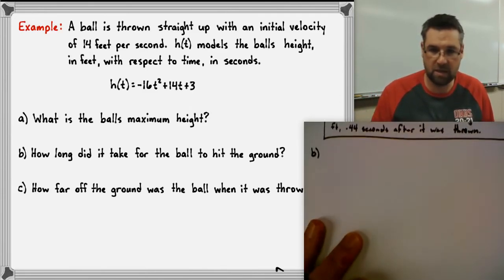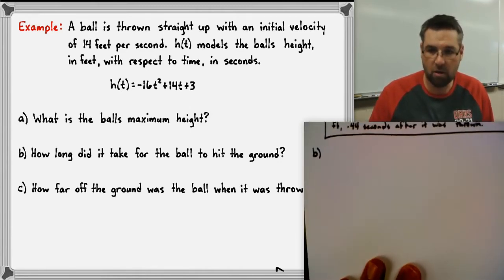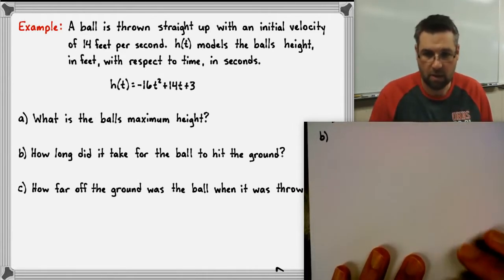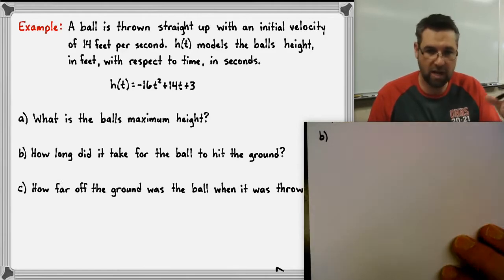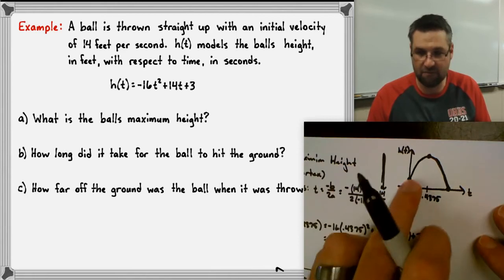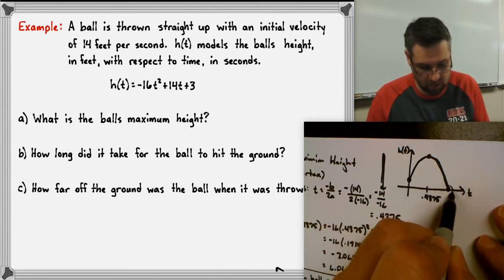For B, let's go ahead and take a look at B. B says, how long did it take for the ball to hit the ground? Well, first things first, we got the graph already. Let's go back to the graph. How long did it take for the ball to hit the ground? Well, this represents the ground here. So this is where it hit the ground.